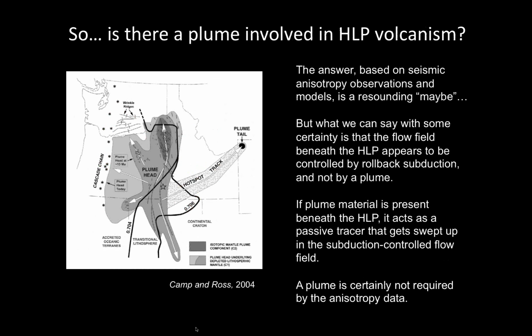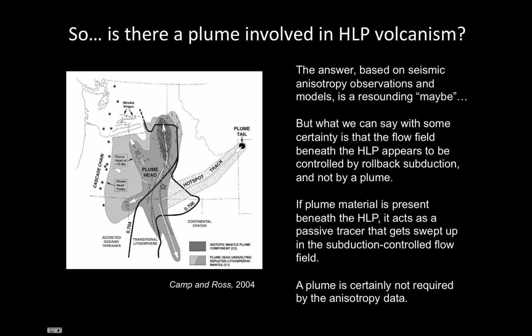passive tracer. So to come back to a big important question, is there a plume involved in HLP volcanism? The view from seismic anisotropy, I think, would answer that question with a resounding maybe. What we can say, I think, with some certainty is that the flow field beneath the HLP really appears to be controlled by subduction processes. It's controlled mainly by the rollback of the Cascadia slab and not by a plume.